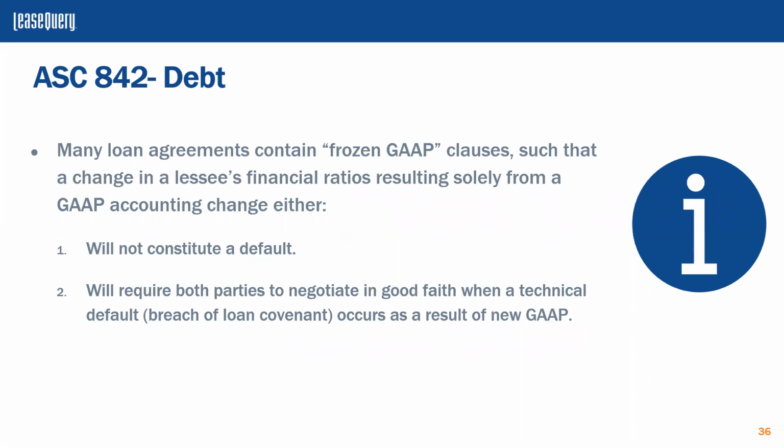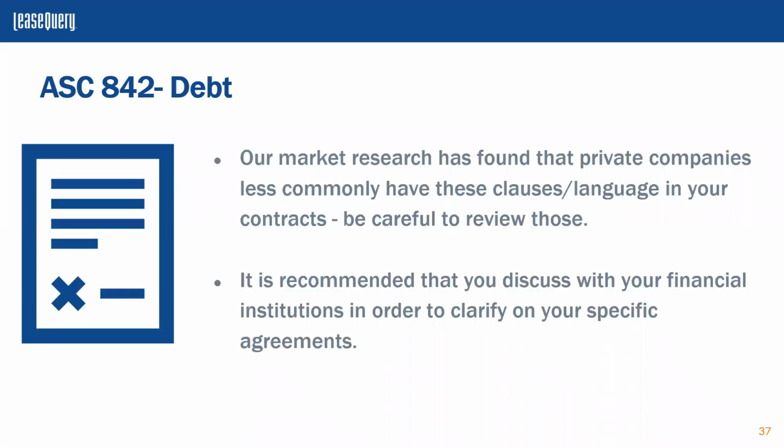So when we take a look at this, I want to mention that many loan agreements and arrangements contain frozen GAAP clauses. So if there is a change in GAAP, a change in the financials related to a change in GAAP, it won't constitute a default or will require both parties to negotiate. So that is something that is an option that you may want to look out for. You may want to review your covenants and check on that. What we've seen from the facts of the matter is that private companies less commonly have that type of information in their agreements, so be sure to review those.